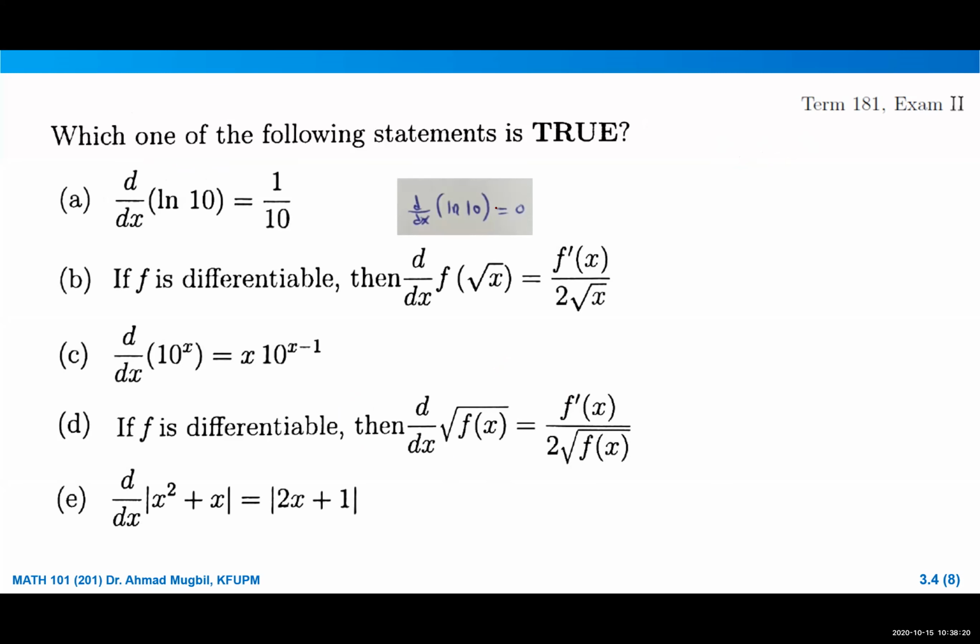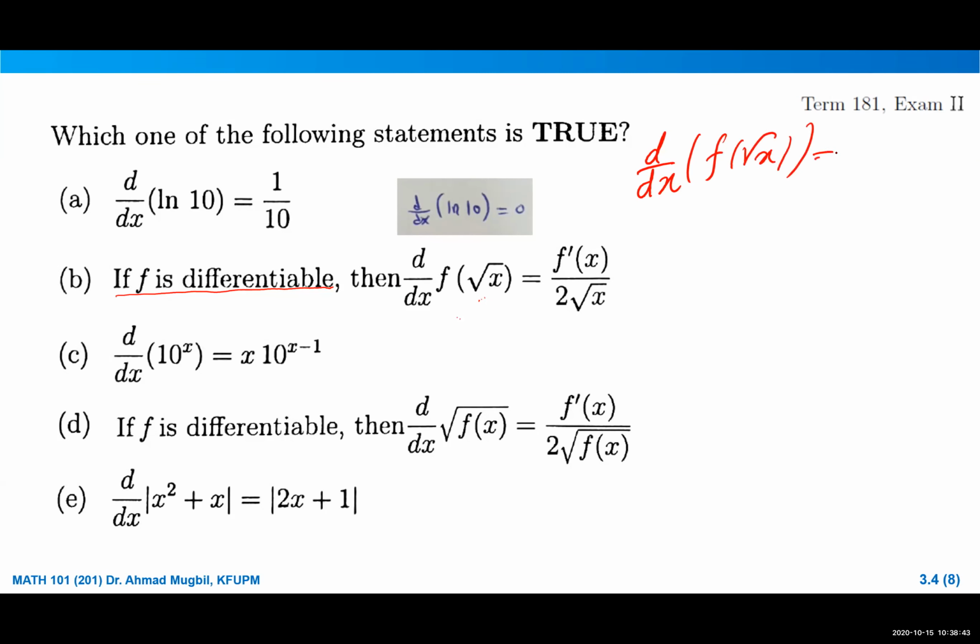Now, the next one, if f is differentiable, then the derivative of f of the square root of x is f prime of x over 2 square root of x. Here we need to apply, ya Abdul Aziz, the chain rule, because what is here is not x, it is square root of x. So how to differentiate this, ya shabab? How to differentiate this? By using the chain rule.